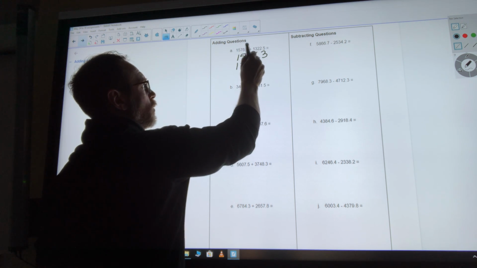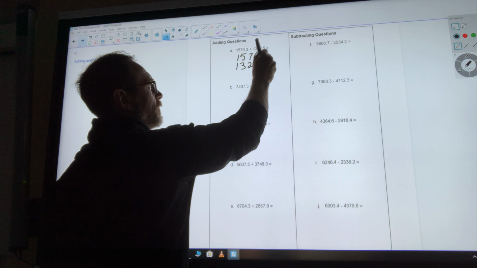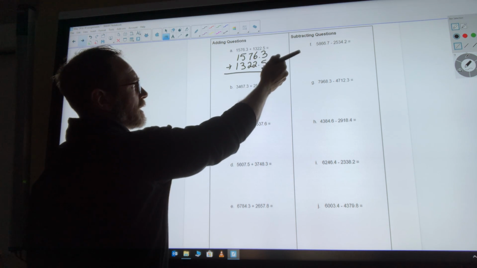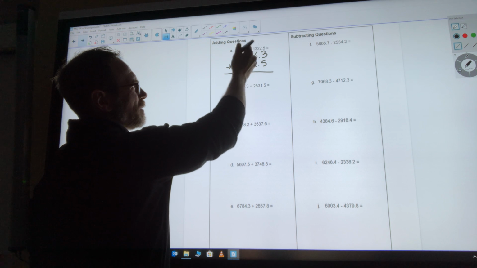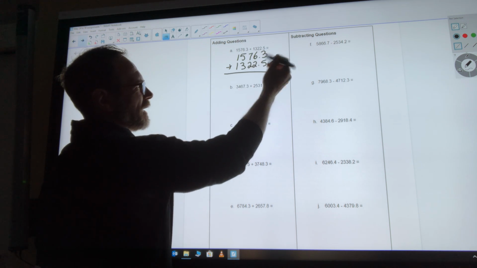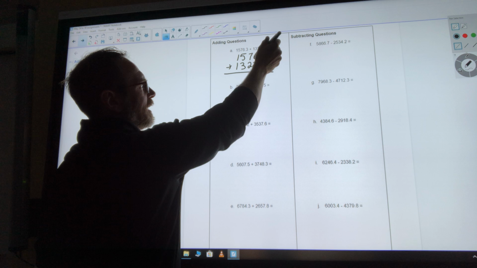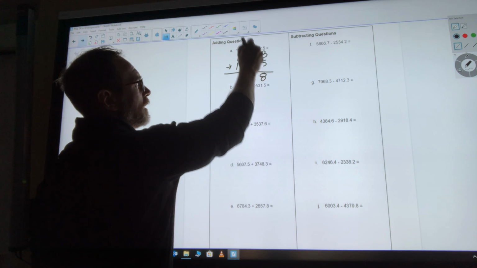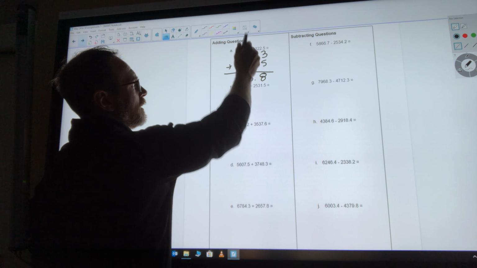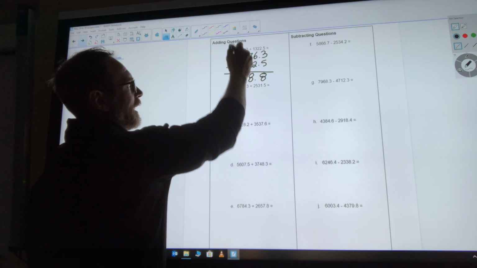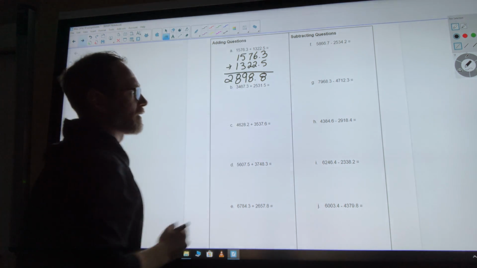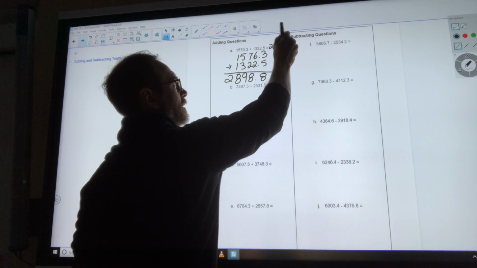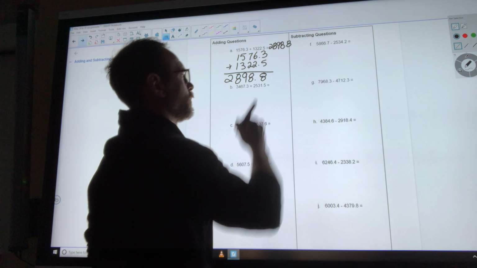So my first question is 1,576.3, adding 1,322.5. And if I start over here in the tens place, knowing that my answer is going to be about 2,800 when I'm done, I'll look at 3 and 5 is 8, 6 and 2 is 8, 7 and 2 is 9, 5 and 3 is 8, and 1,000 plus 1,000 is 2,000. There's my answer, 2,898.8. Lots of 8s, save that one too.